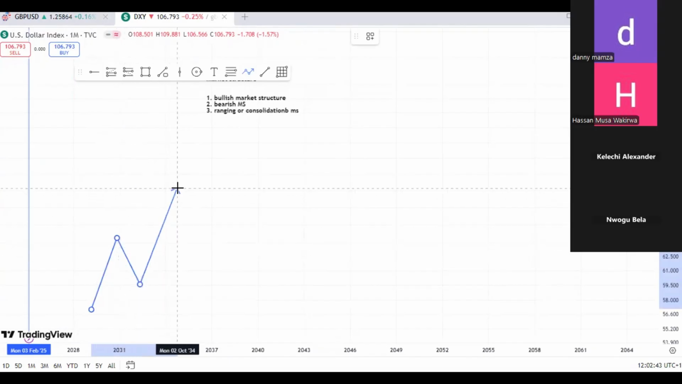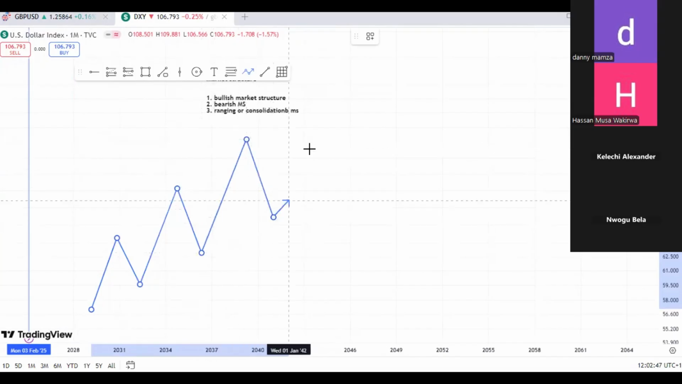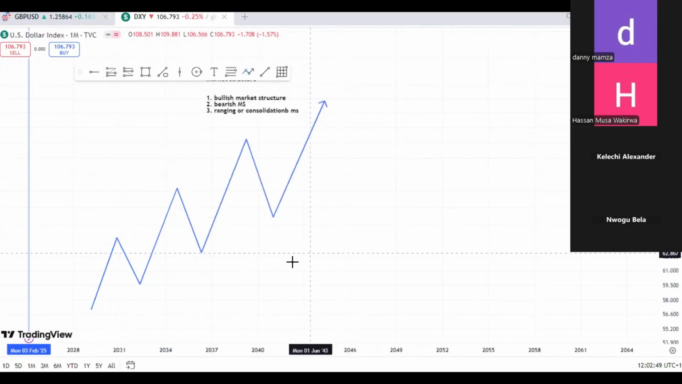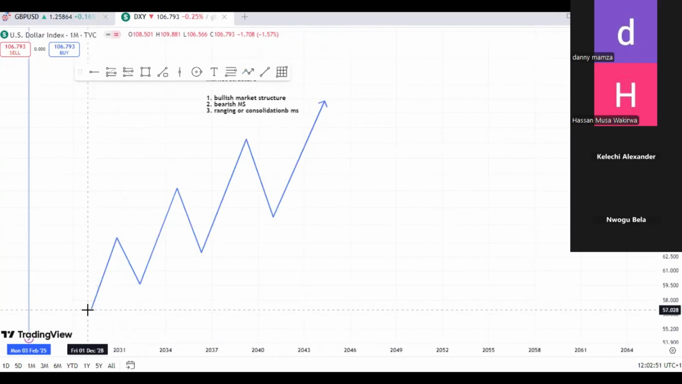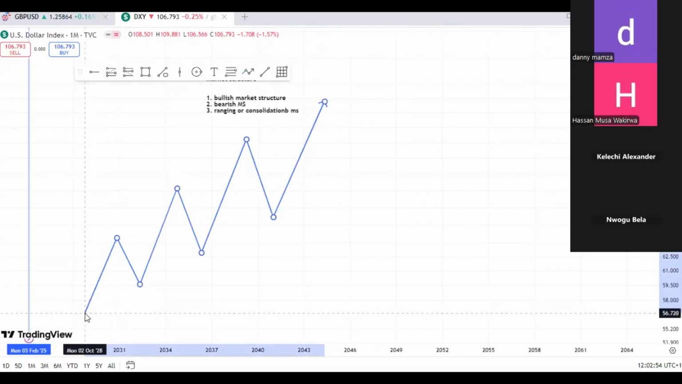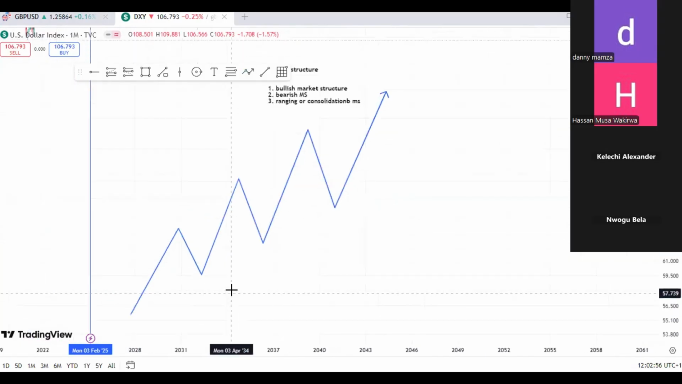Now I'm going to also define what I'm doing here. So basically, the market moves in waves.